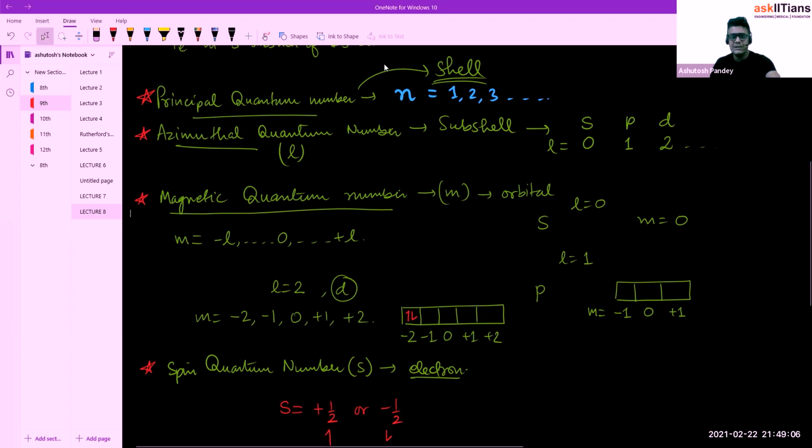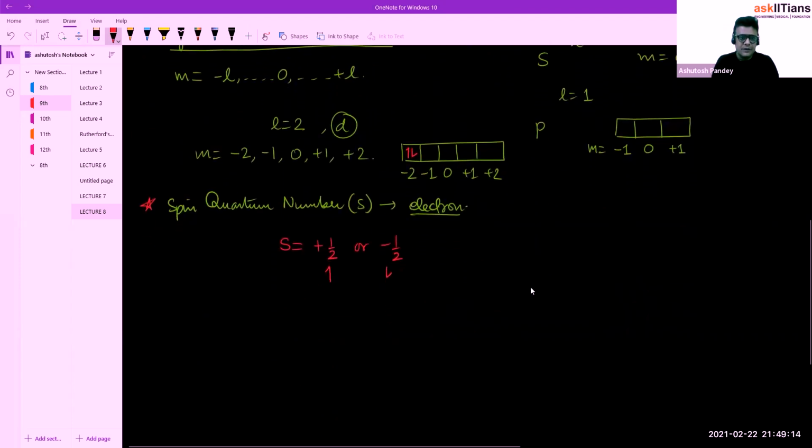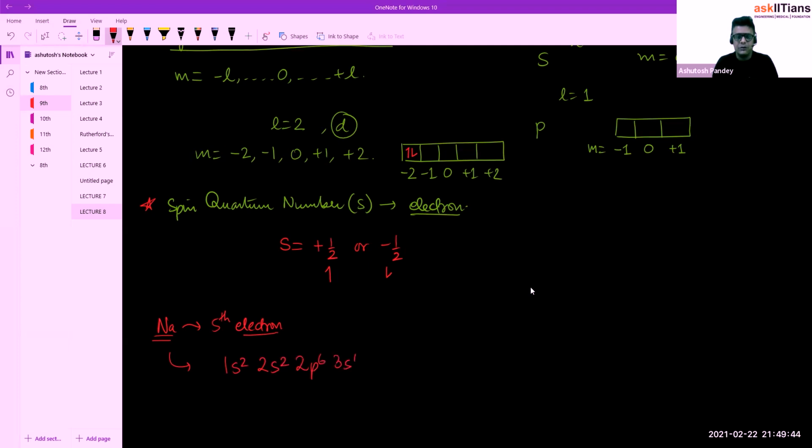Let's take one example, and then it will be clear to us all. Let's say we have sodium. What are the quantum number values for the fifth electron of sodium? So we will write the electronic configuration of sodium like this, which we are going to learn today: 1s2, 2s2, 2p6, and 3s1. So 11 electrons. 2 and 2 is 4, then 6 makes 10, and then 1 makes 11. Now when we fill this, 1s will have 2 electrons. 2s will also have 2 electrons, so 4 electrons are there.